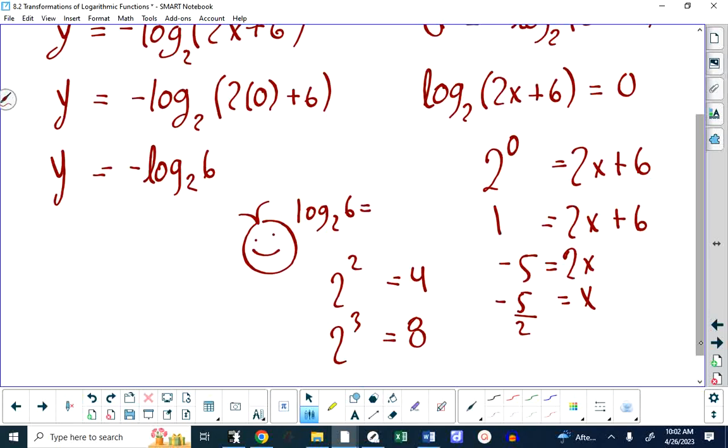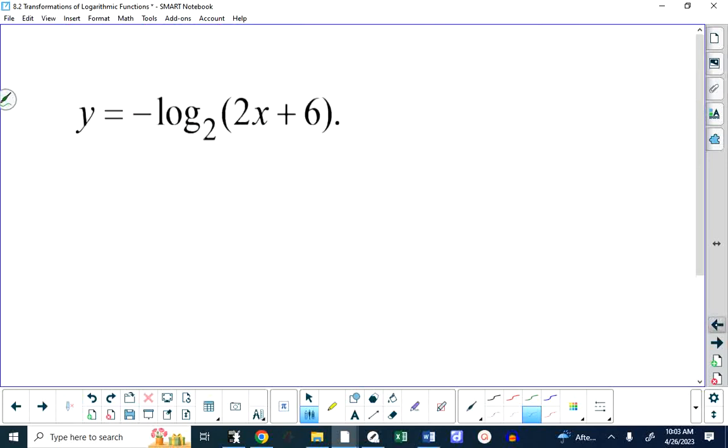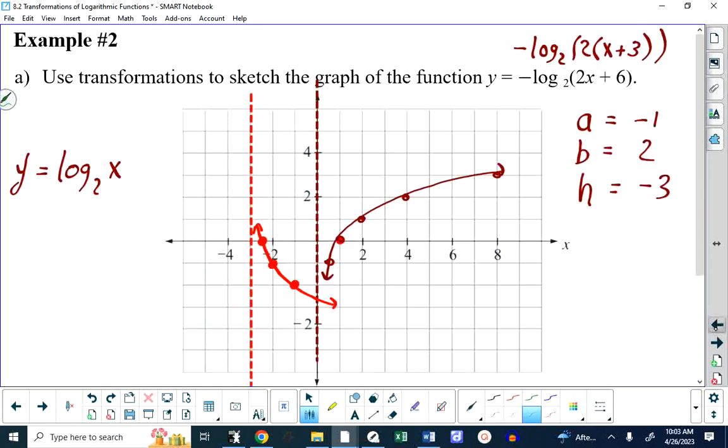a number that's between 2 and 3. That's all we know, okay? The y-intercept is a number between -2 and -3. And you can see that, can't you?